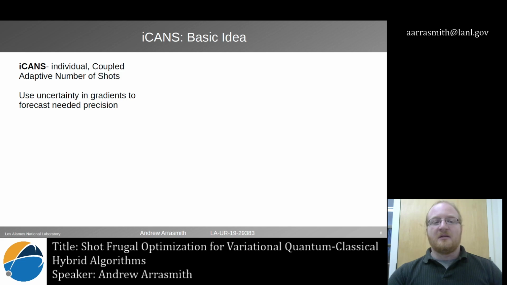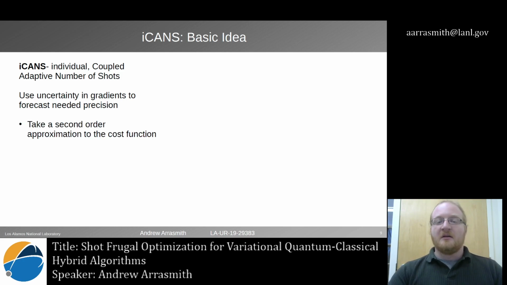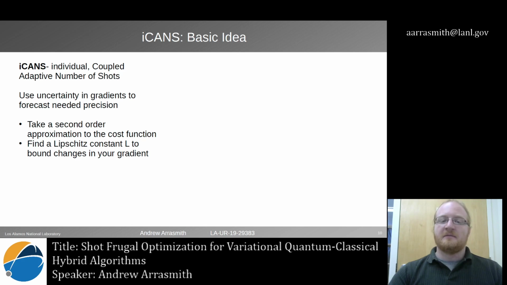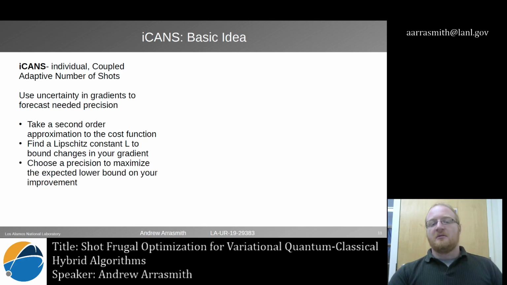To do that, we think about the uncertainty in the gradient and try to forecast what precision we're going to need for our next step so that we don't waste shots getting unnecessary precision. To do that, we take a second order approximation of the cost function. So we do a Taylor expansion and truncate at second order, and then use that in conjunction with a Lipschitz constant bound to provide an expected lower bound on how much your cost function improves after that optimization step.